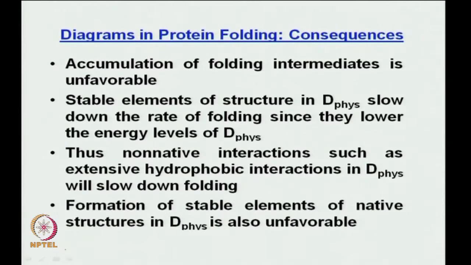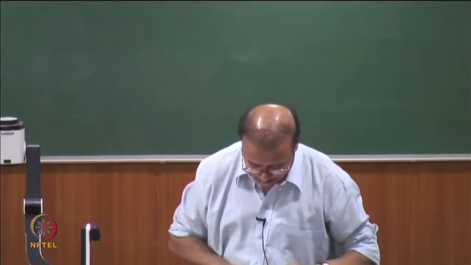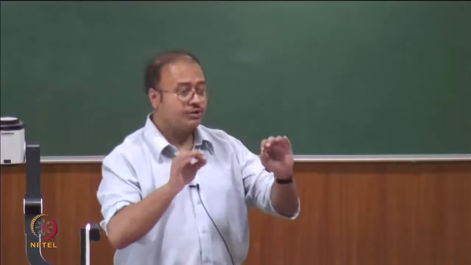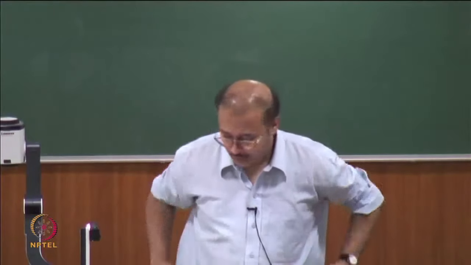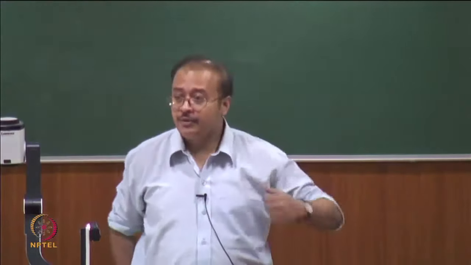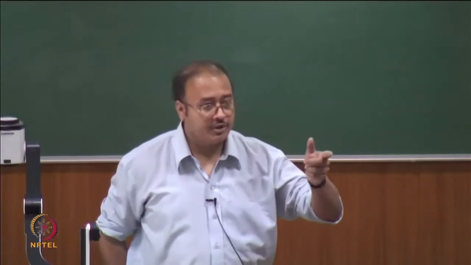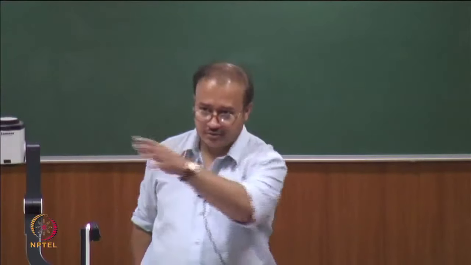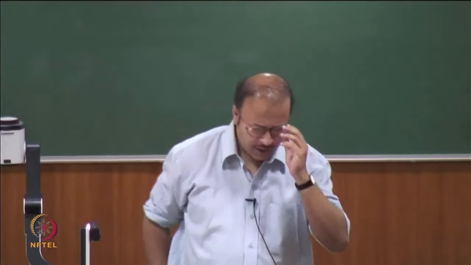So, formation of stable elements of native structures in the D physiological is also unfavorable. Now, see, how do you rationalize this? Okay. How do you rationalize this? So, let us just look at this real quick. Okay. Now, suppose I am considering this chymotrypsin inhibitor 2. Okay. And remember, if you remember the structure of the chymotrypsin inhibitor 2, I had a helix there along with the other beta strands. Now, suppose you do something.